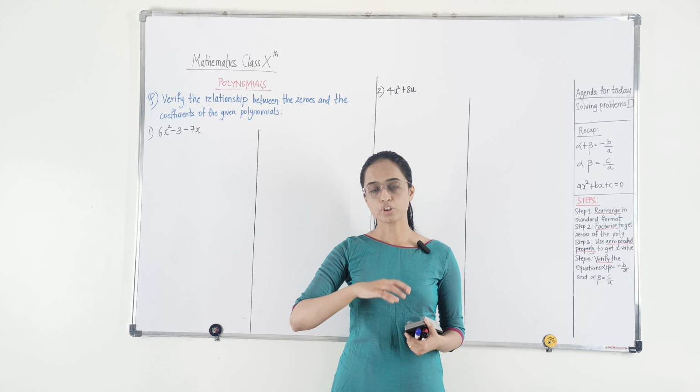Now let's start. The question says: verify the relationship between the zeros and the coefficients of the given polynomials. Before solving the problem, let's just revise what we have done.